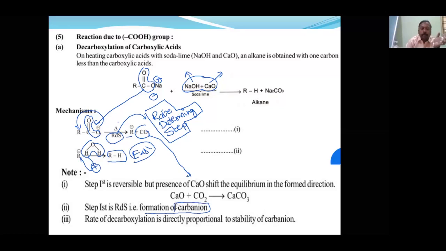Negative ion is called a carbanion, and decarboxylation is directly proportional to stability. If you are able to form a stable carbanion, 1 degree carbanion is more stable than the 2 degree, least stable is 3 degree carbanion. This is the stability, reaction mechanism, we have studied this.